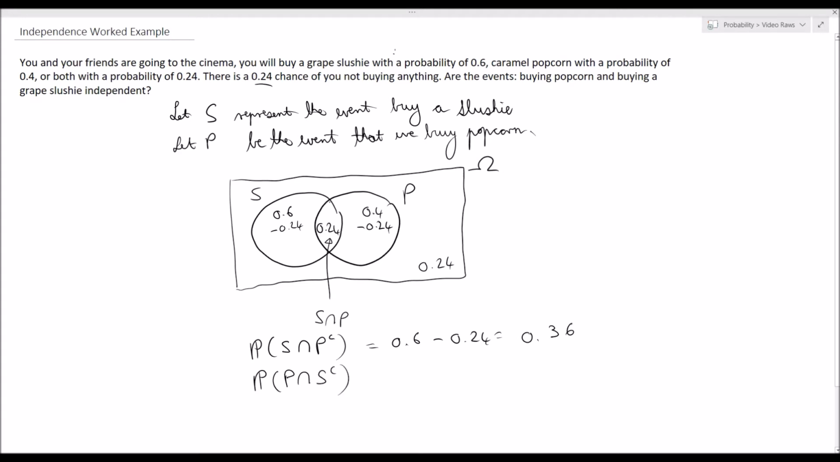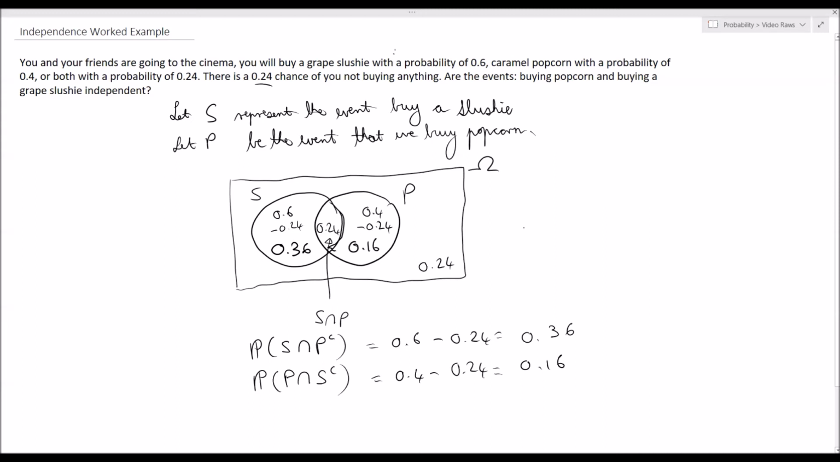Then we want the probability of P intersecting with everything that is not S. You can think of it like the moon with a chunk removed. So we just want P's intersection with everything that's not S. And that is equal to 0.4 minus 0.24, which is again equal to 0.16. So we can write 0.36 here and 0.16 here. Now we've represented this information in a Venn diagram.